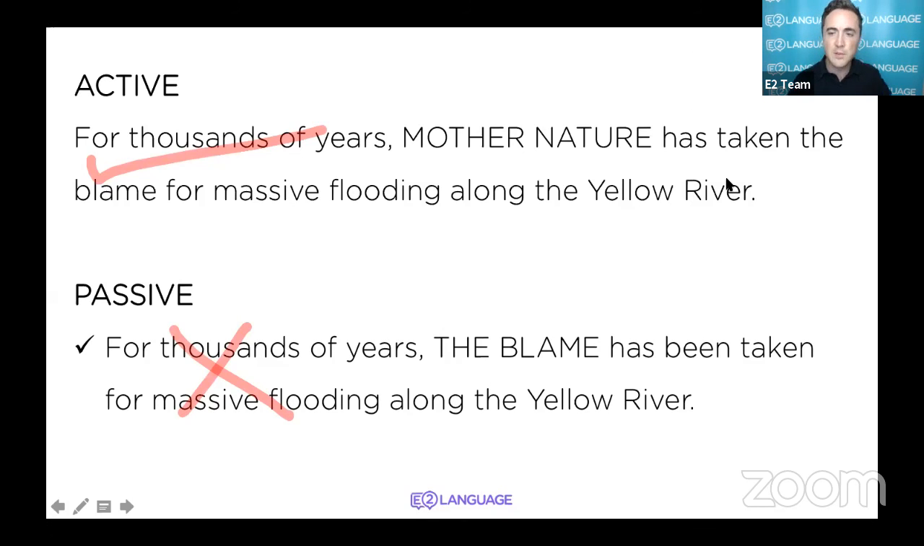Why? Because we needed the subject to be Mother Nature in this one, taking the blame. The meaning is better in this sense in the active sentence. Sorry about my mistake there. I didn't edit that properly. Right, let's clear those drawings. Hopefully the next one won't have a problem.